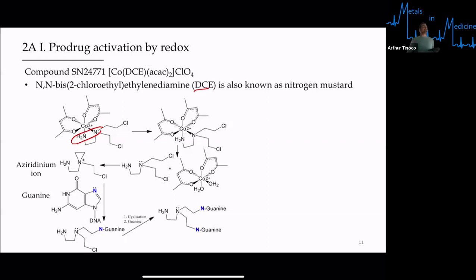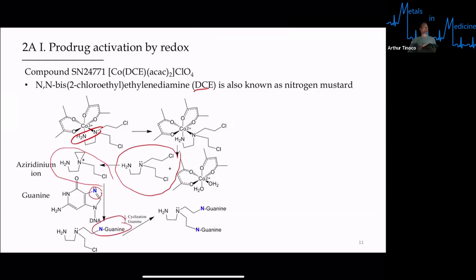Introducing into a reduced environment, the cobalt-3 gets reduced to cobalt-2, which triggers ligand lability, releasing this ligand here. So now this ligand has the capability of cyclizing, so you get the formation of this form of it, which actually makes it quite active. And it has been shown that it can interact with guanine through the nitrogen, so this base, and it can form an adduct with the guanine itself.